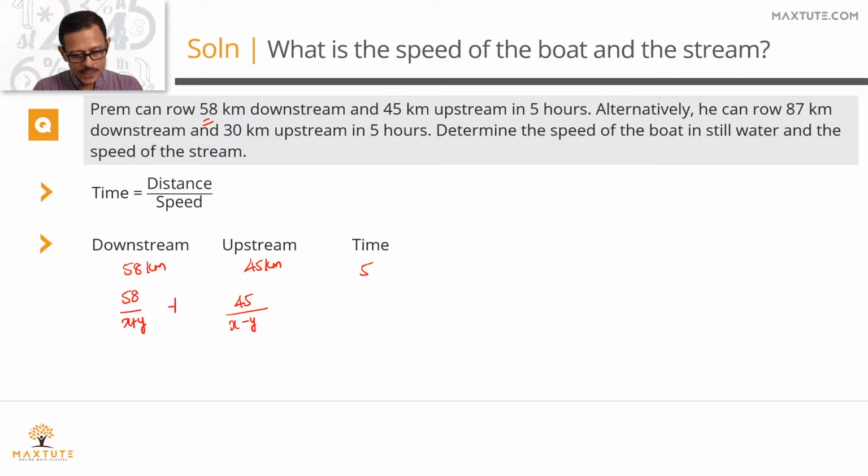So he's rowing 58 kilometers downstream plus 45 kilometers upstream. The total time taken is equal to 5 hours. Let's call this equation 1. Let's move on to the second scenario.